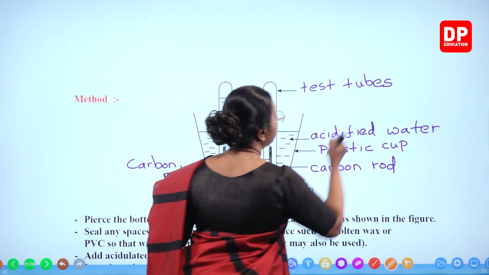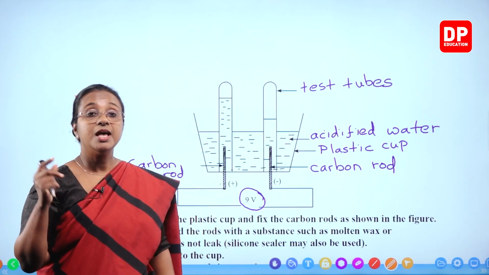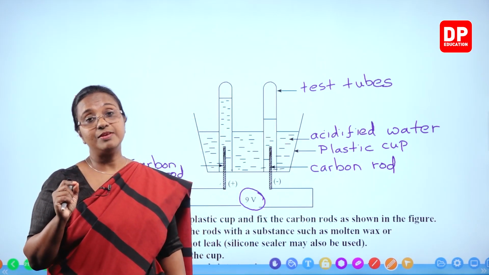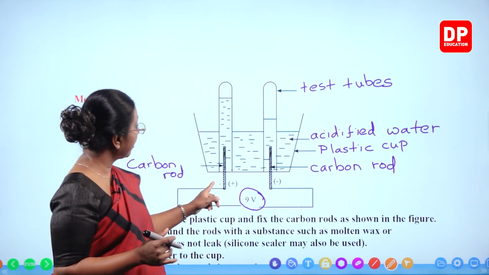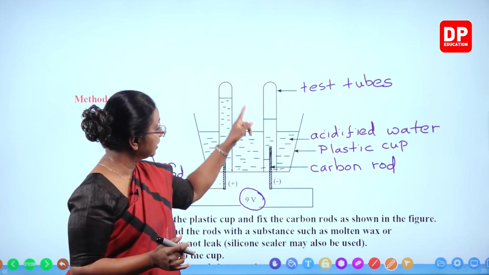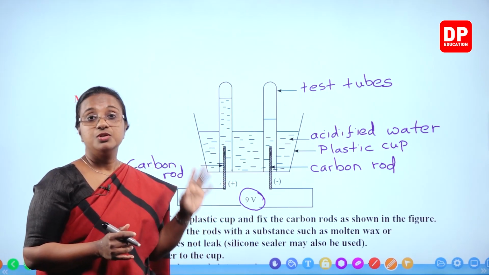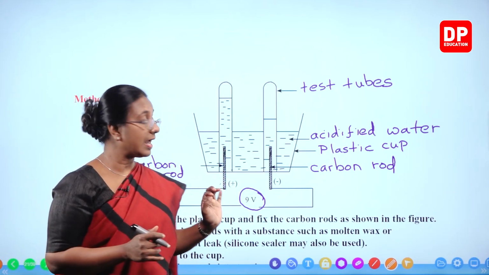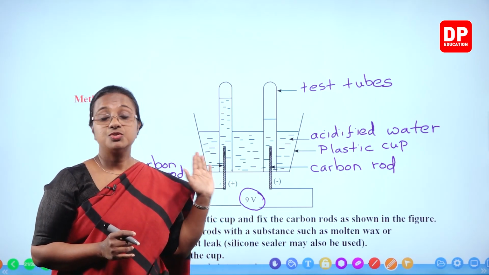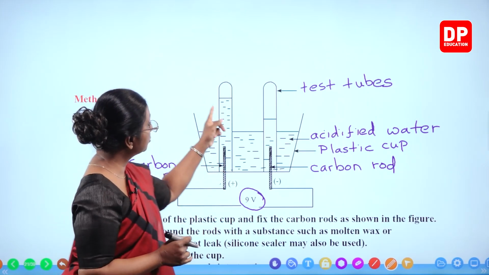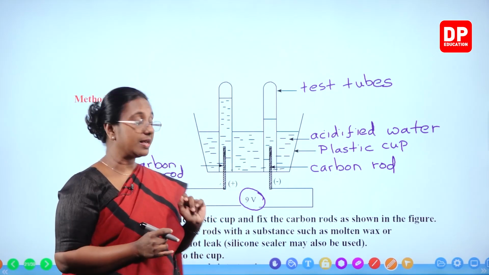You need to have 2 small test tubes filled completely with water without any air bubbles trapped inside, and you have to invert them over the electrodes, so that we can collect the gases that are evolved near the two electrodes. So with the materials, we need to have 2 test tubes as well.